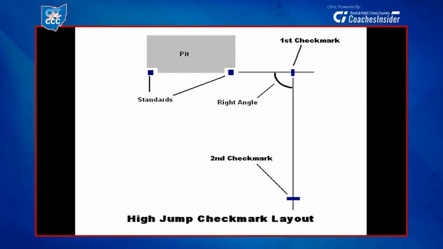The other check mark is located on a line that connects the first check mark and that second check mark, and that line should always be laid out so that this is a right angle. This is a 90-degree angle here between this line and this line. So we have two check marks, again, one being on a line out in the plane of the crossbar, and the other being on a line at a right angle to that line, that second check mark. Sometimes coaches call this the bottom check mark, and sometimes coaches call this one the top check mark. So that's the key here. Two check marks and a right angle between these two lines.